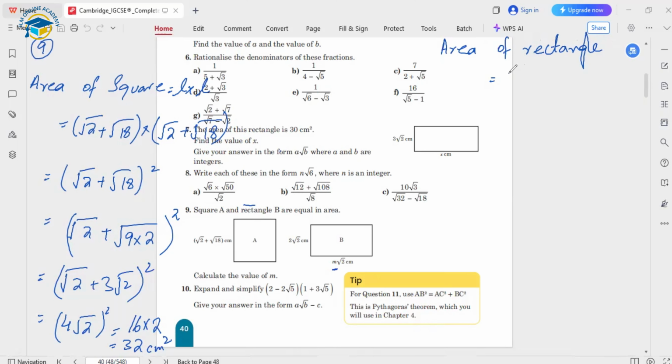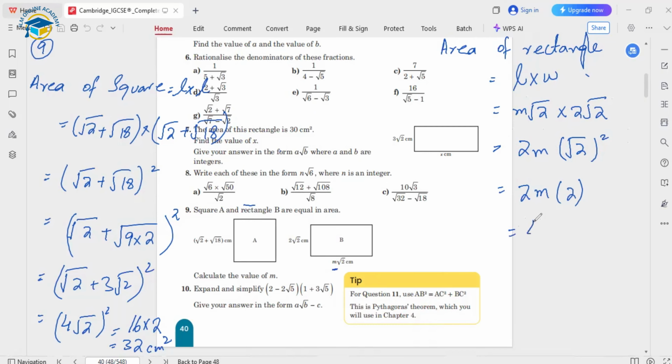So for area of rectangle, the formula is length times width. Going on with length times width, length is m square root 2 and the width is 2 square root 2. If I simplify this a bit, this will be 2m and square root 2 whole square. The reason is that square root 2 and square root 2 are similar and multiplied together, so we can cancel out the square with the square root and only be left with 2. So 2 times 2 is 4m.